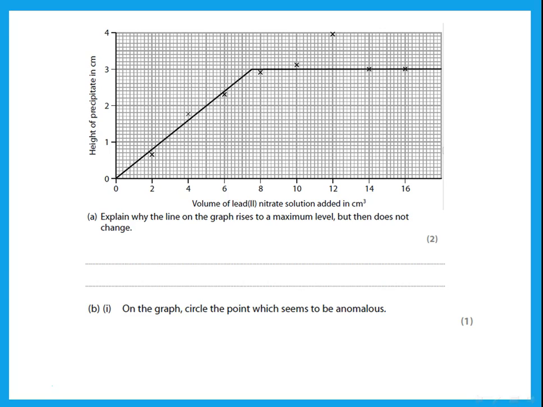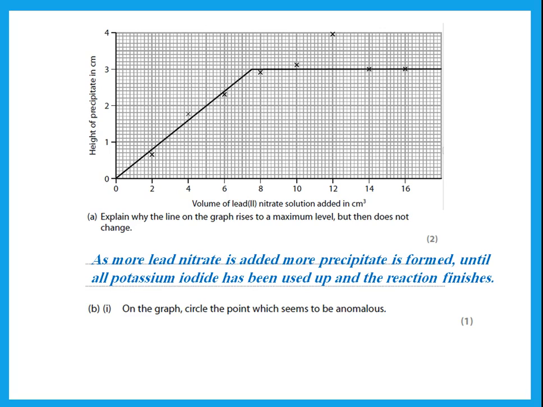Of course, because I have a certain amount of potassium iodide that will react with a certain amount of lead nitrate. If you then go on and add more and more lead nitrate, then the lead nitrate you're adding is just excess. So what you have is, as more lead nitrate is added, more precipitate is formed until all the potassium iodide has been used up. The reaction finishes, no more precipitate can be formed. So you're just adding more and more lead nitrate, but that is excess because the potassium iodide has finished.